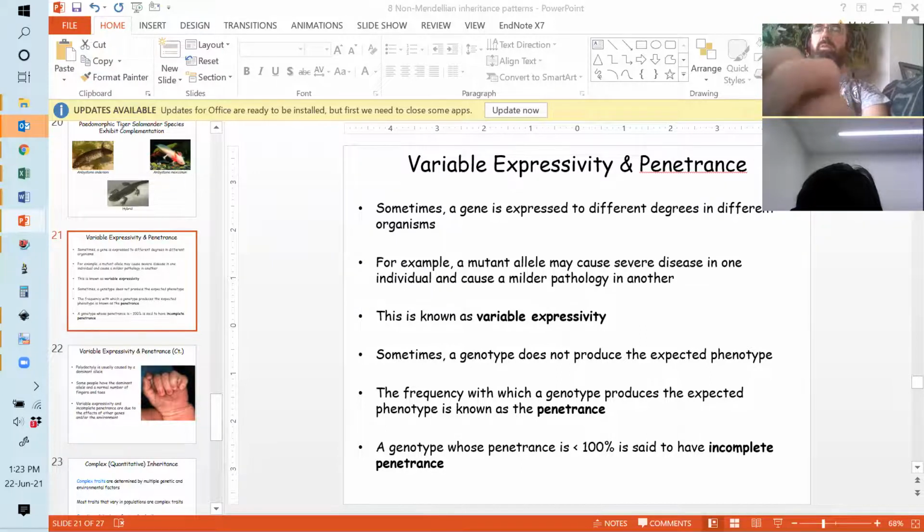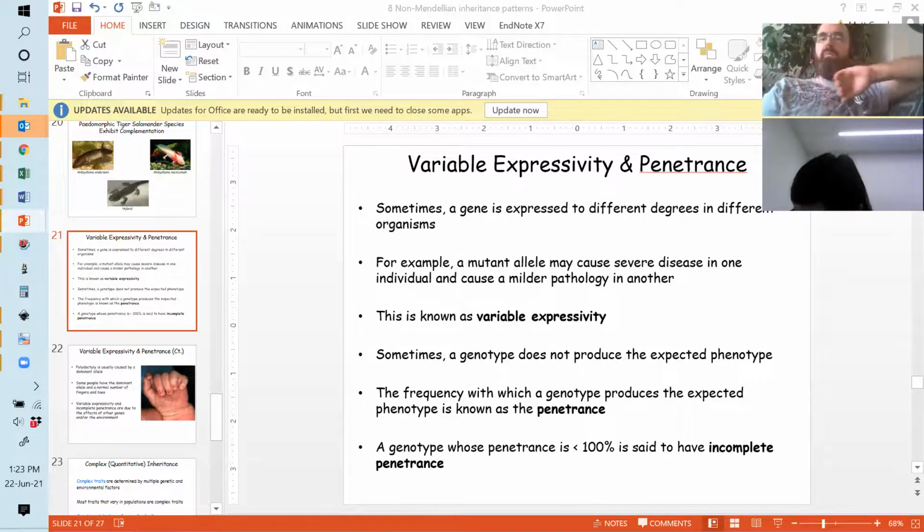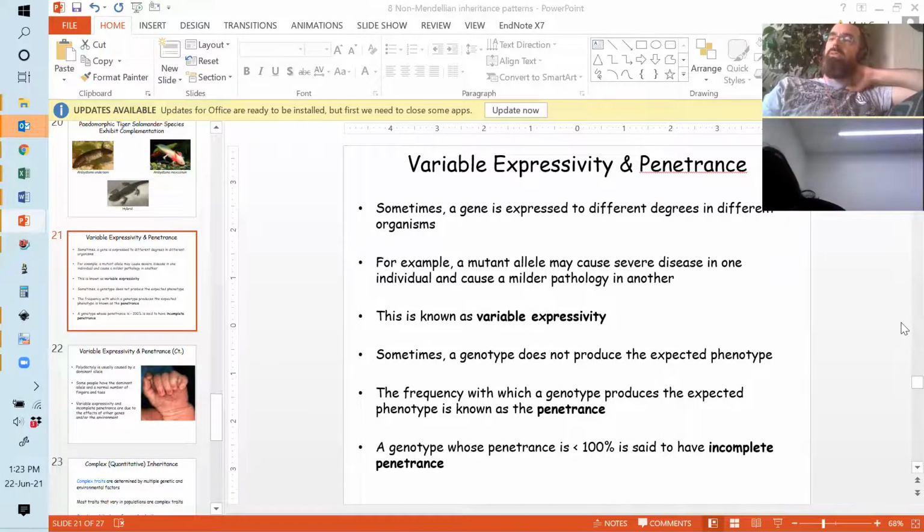And so that's variable expressivity. My favorite example to use for that is actually mitochondrial disease, right? Which is a fairly poorly understood disease, which is basically the result of mutations in your mitochondrial DNA.